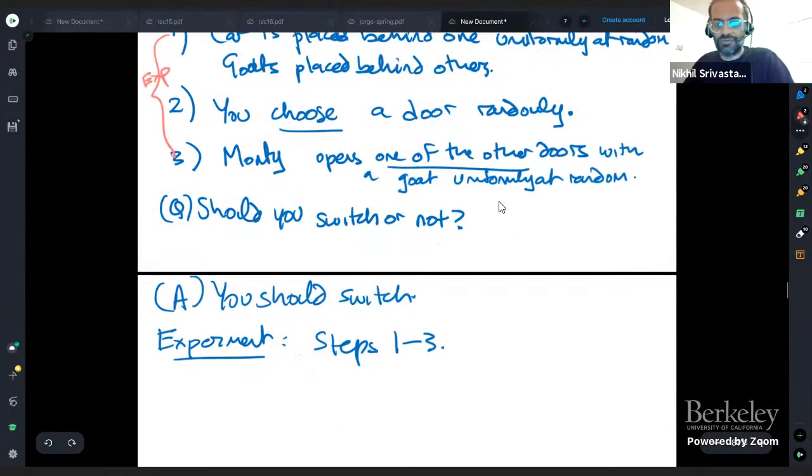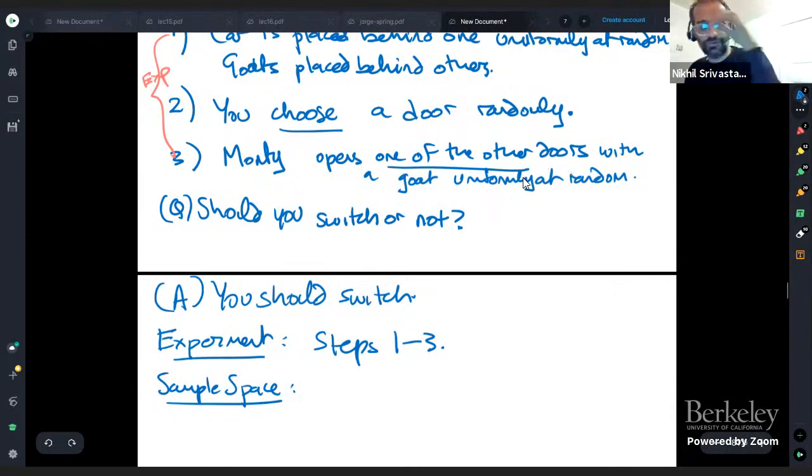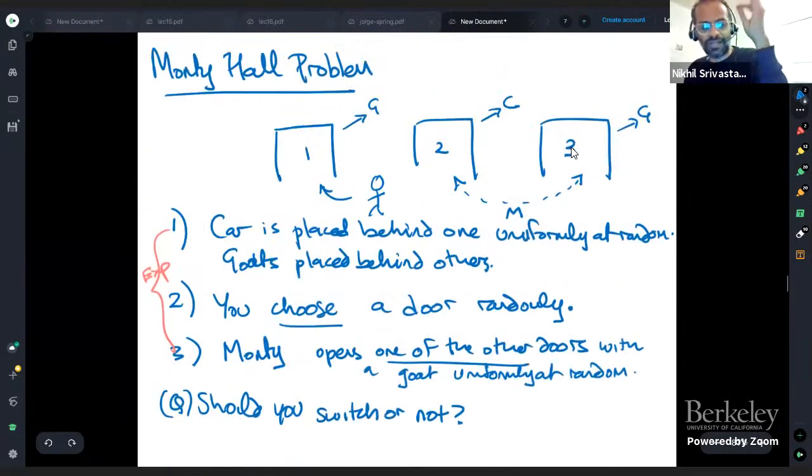And now the most interesting part of this is what's the sample space? What are the possible outcomes? So now you need to think about how to formalize this. What are the relevant features? Well, there are really three choices in this problem. One is the car is placed somewhere. The other one is you choose a door. And the last one is Monty opens a door.